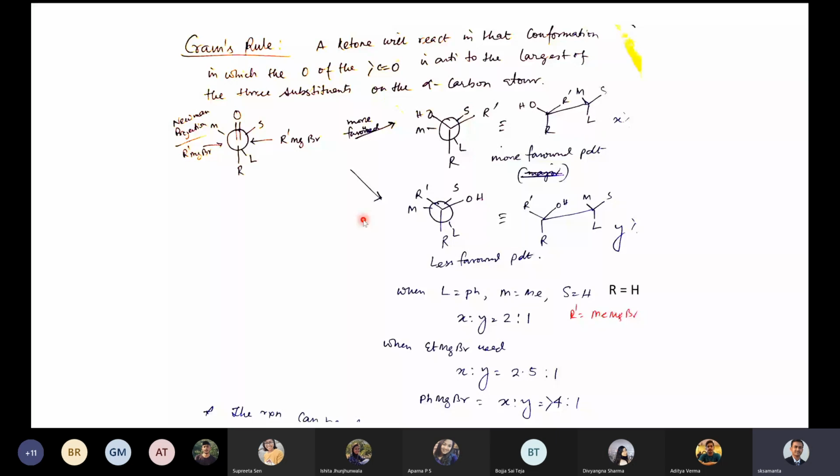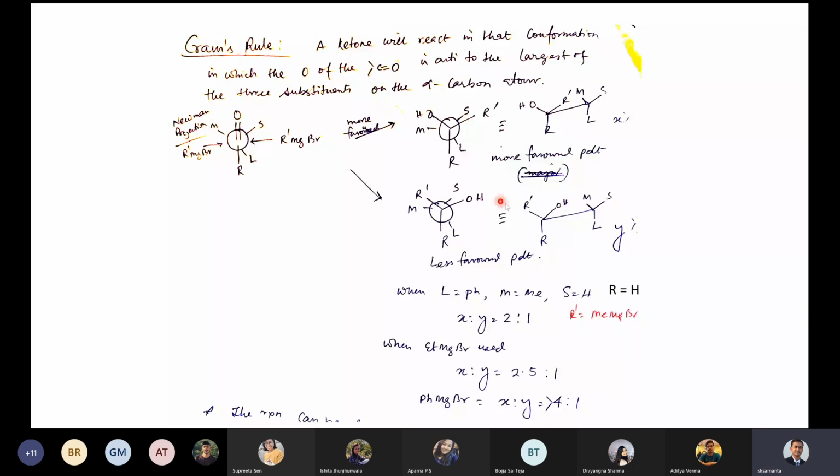And what is the minor product? In minor product, R prime is attacking from this side, so OH will be coming to the right hand side. So OH is coming this side, R prime is attacking from this side, R is this side. S, M and L remains as it is. So then you can convert this into the Sawhorse projection formula.